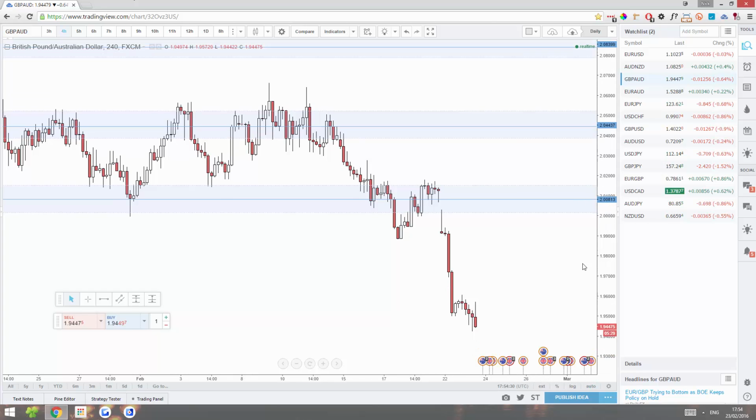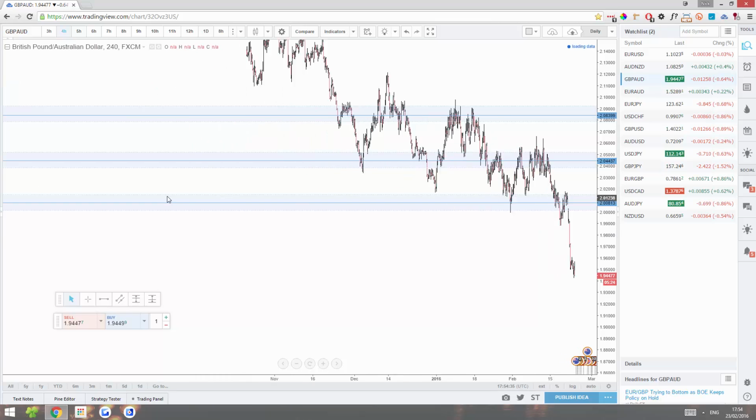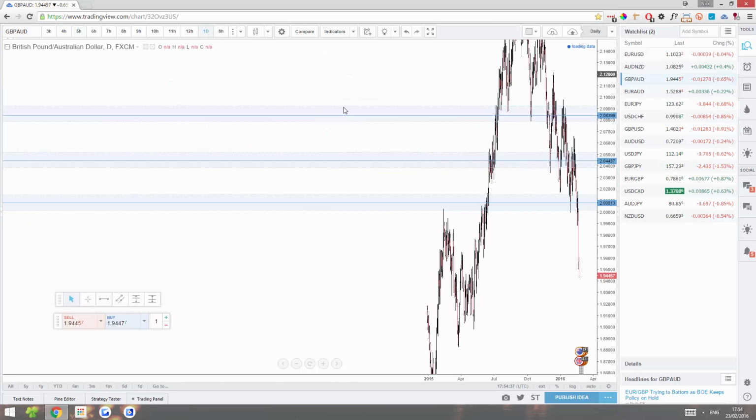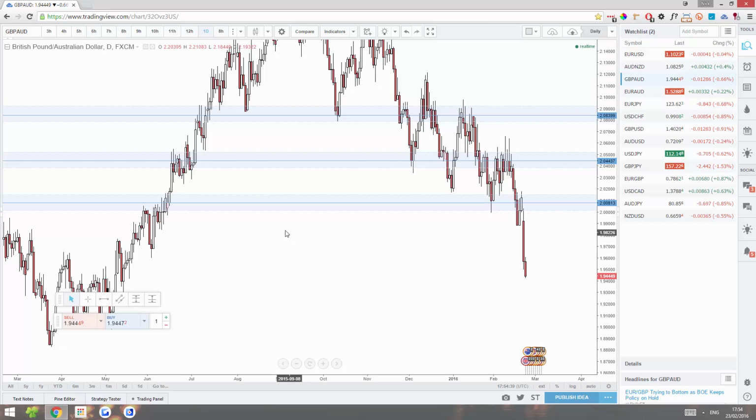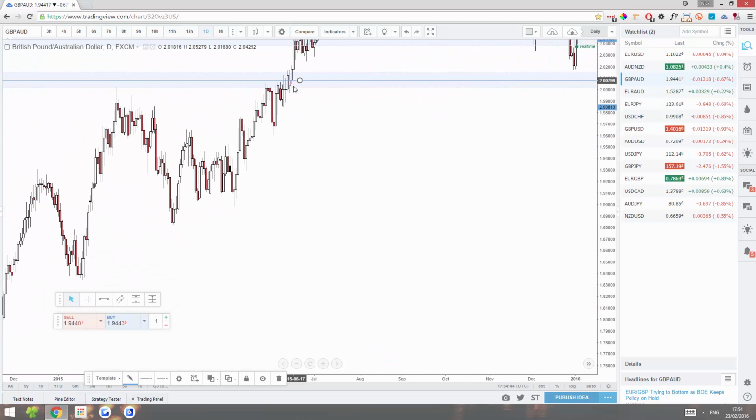So next, GBP AUD, I've yet to update my support resistance areas. So let's go to the daily, and we'll update them right now.